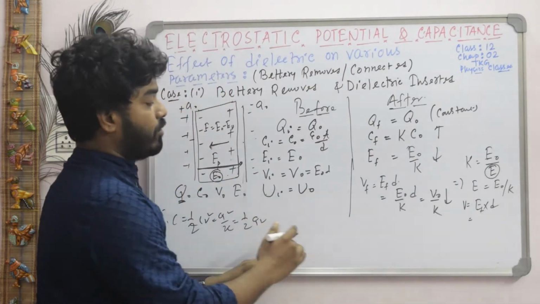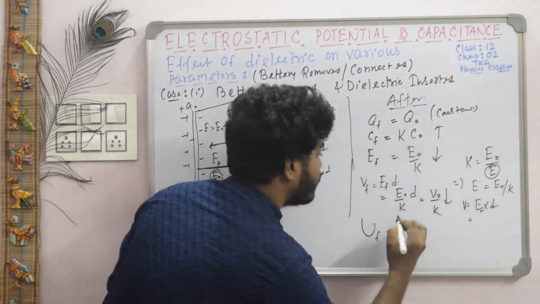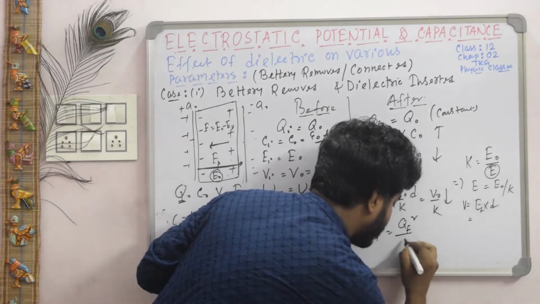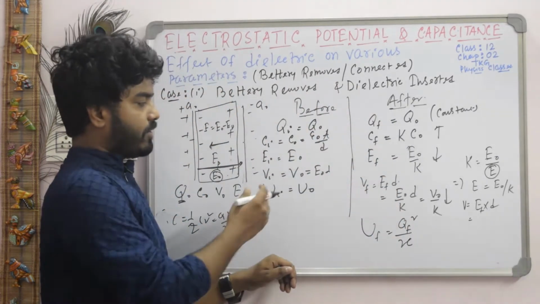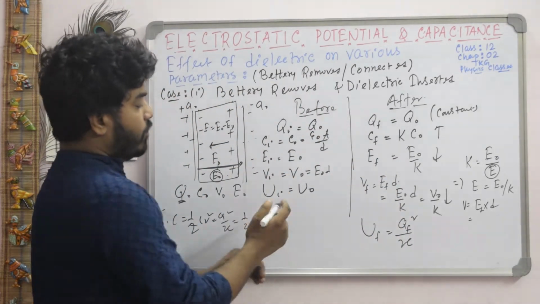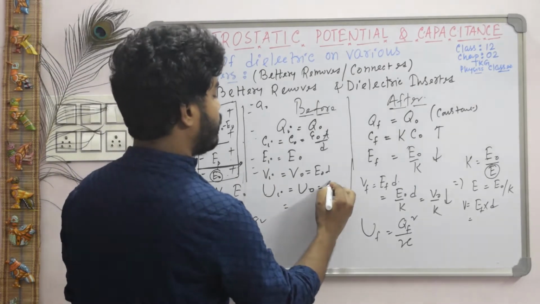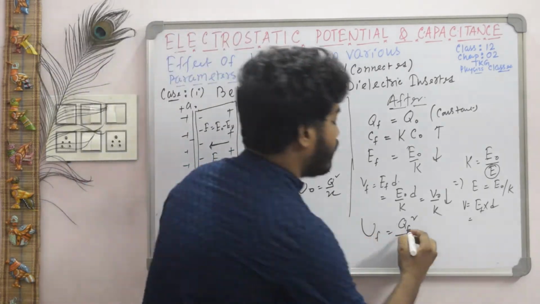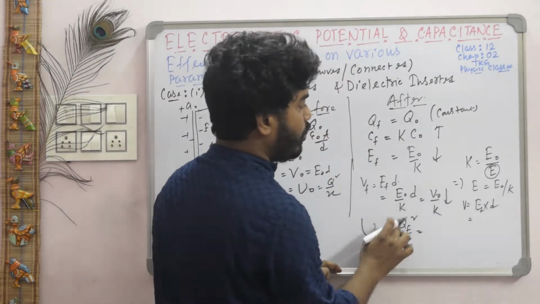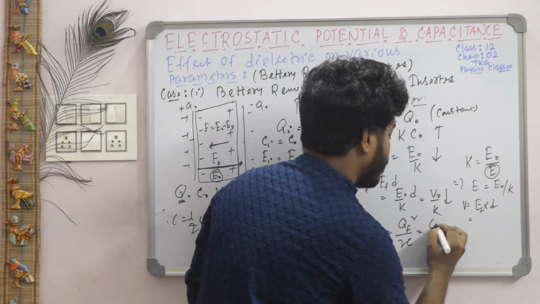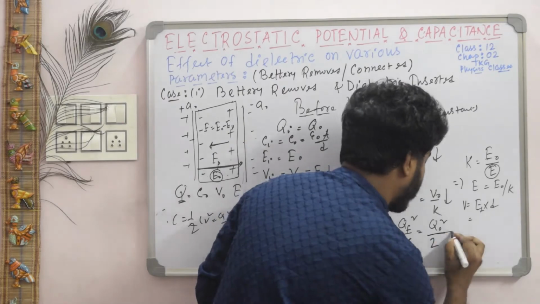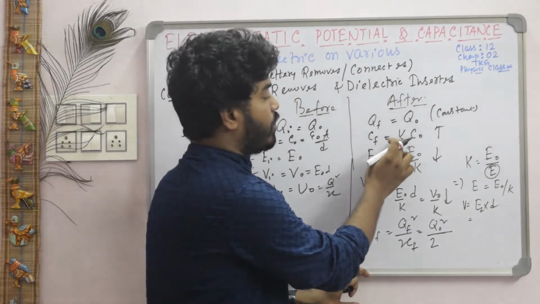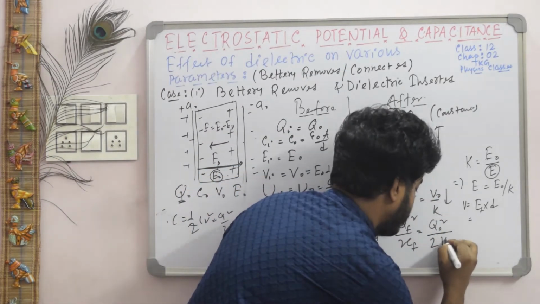Now finally we have to find out the final potential energy, UF. You write down the formula, final potential energy, that means QF square divided by 2C. Just check one thing here, the potential energy formula, Q square by 2C. So you know the final charge QF remains constant, that is Q naught square divided by 2, and what is C? This C must be the final capacitance, and the final capacitance is equal to K into C naught. So write it down, K into C naught.